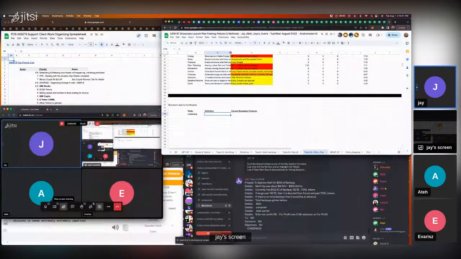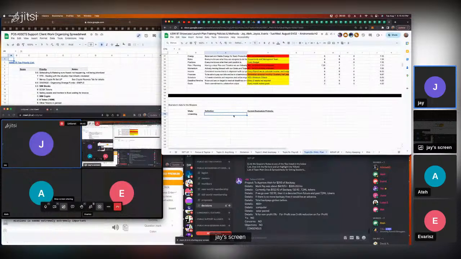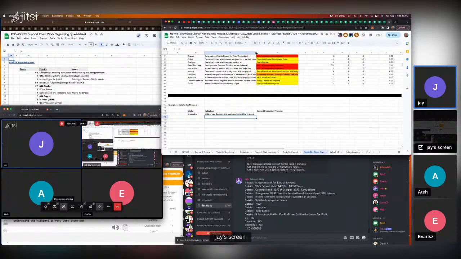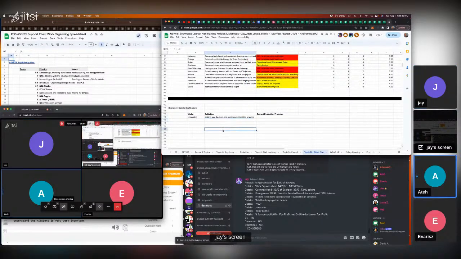And then we can go into the definitions. Making sure the team and public understand the missions is very, very important, because if you don't understand the mission, then the missions don't mean anything if no one understands them. Exactly. Everything starts from the mission.